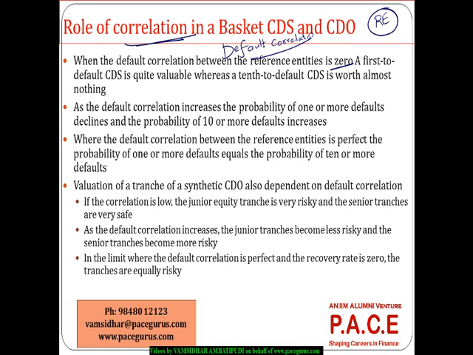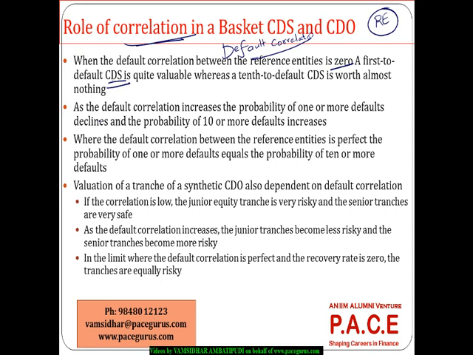So in that case, what happens? Any one of them may default. It's very rare that both of them will default. Right? One of them defaulting is more possible, but both of them defaulting is very, very rare. So if the correlation between them is much lesser, what we see is the first to default CDS has a very high value, because I don't know, anyone can default. Any one of them can default, because all of them are independent. Whereas for the 10th to default, the chances are very less.